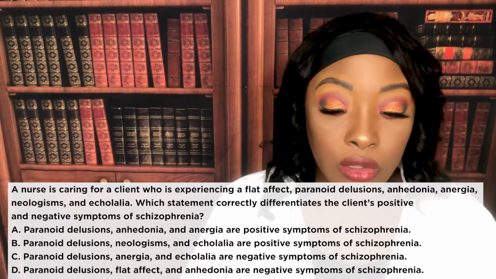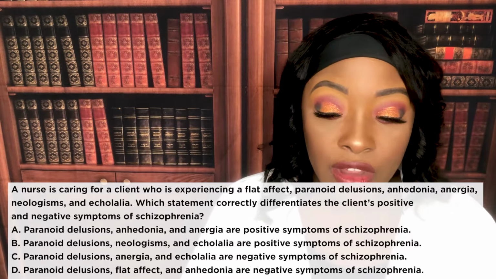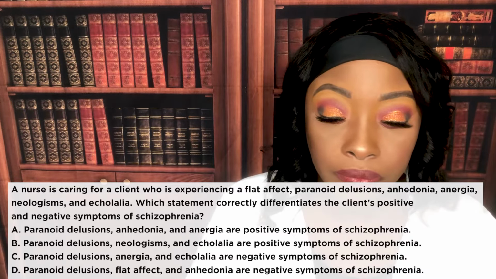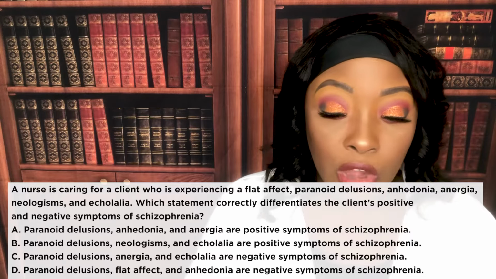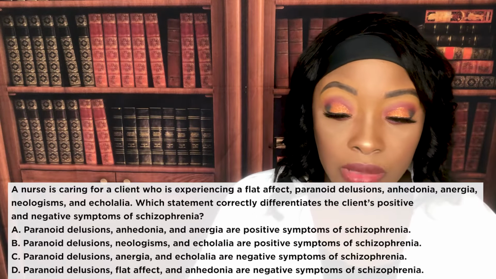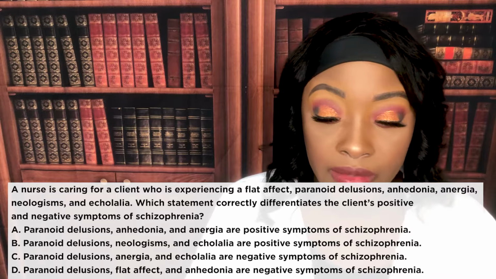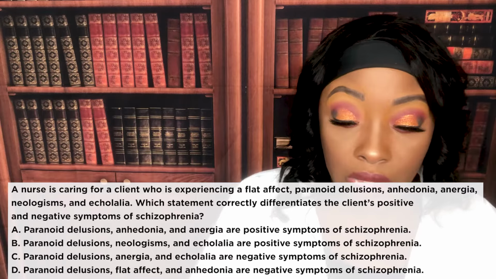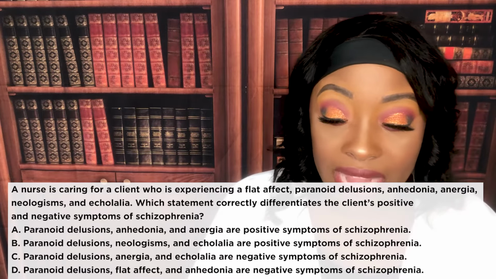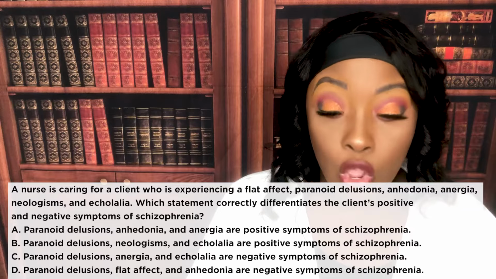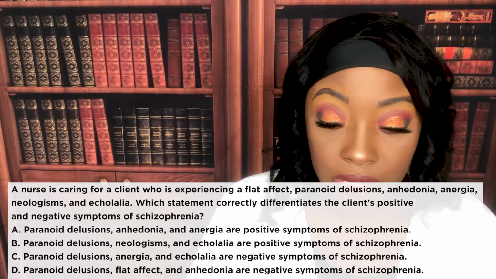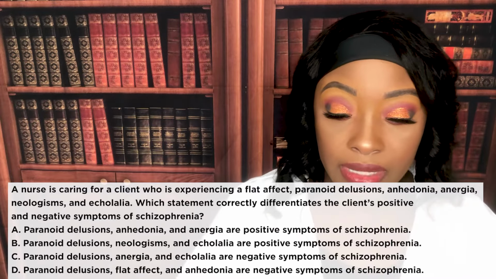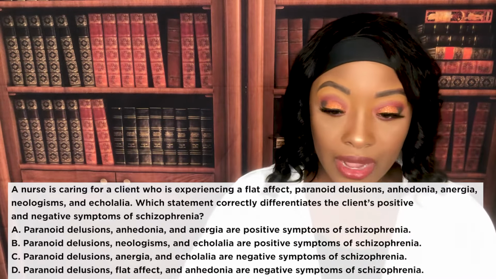A, paranoid delusions, anhedonia, and anergia are positive symptoms of schizophrenia. B, paranoid delusions, neologisms, and echolalia are positive symptoms of schizophrenia. C, paranoid delusions, anergia, and echolalia are negative symptoms of schizophrenia. Or D, paranoid delusions, flat affect, and anhedonia are negative symptoms of schizophrenia. And I'll give you a moment to think of your answer.